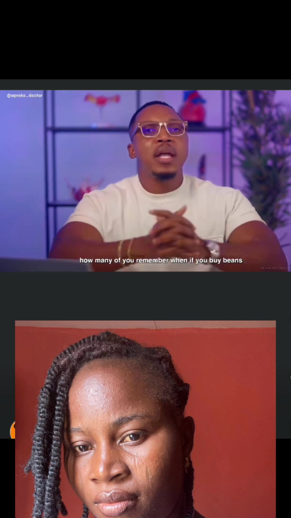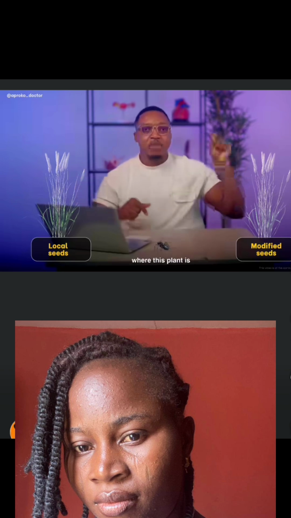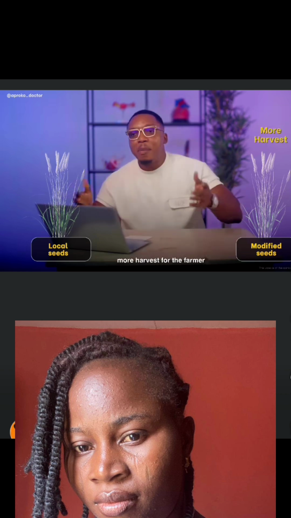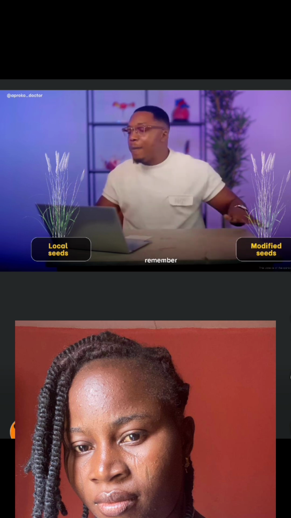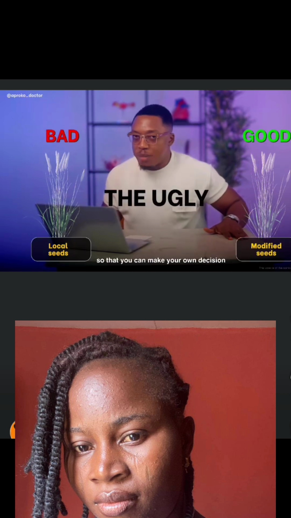How many of you remember when, if you buy beans, there's always carbide inside? That's one of the reasons why they now say, okay, rather than using carbide, let us modify these organisms in such a way that it is resistant to this particular insect, so that these insects can no longer survive where this plant is. It is also done to increase plant yield. In other words, more plants, more production, more harvest for the farmer, more food for everybody, and that's one of the pros. Remember, like I said, we're not doing conspiracy here. It is pros, cons, good, bad, and the ugly, so that you can make your own decision.